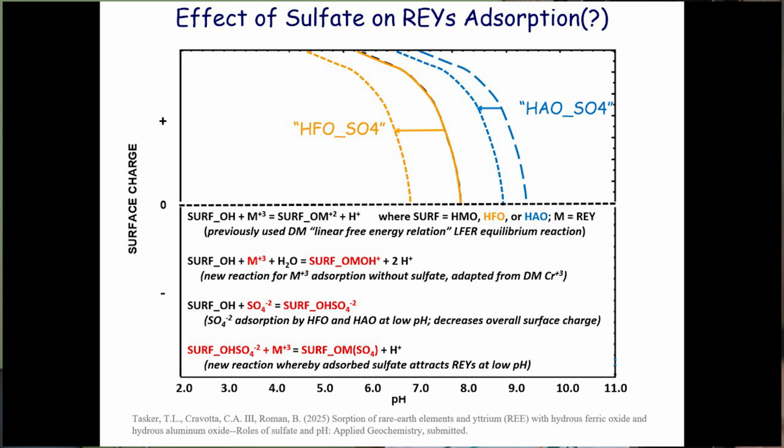So there's new empirical data that were collected, in part because of the modeling that helped guide this work by Travis Tasker and some other colleagues, and we're able to demonstrate the importance of sulfate on affecting the adsorption of the rare earth elements by these iron oxides and aluminum oxides. And we were able to model it by saying, first we adsorb sulfate, and then that gives a negative charge to the surface. It basically effectively gives it an attraction to the rare earth elements at a lower pH than where it would be attracted without sulfate.